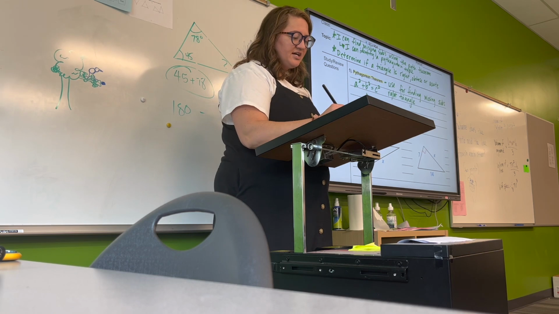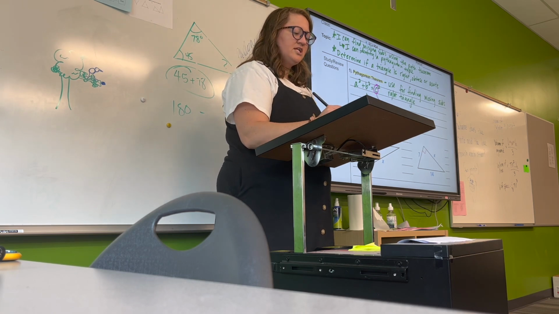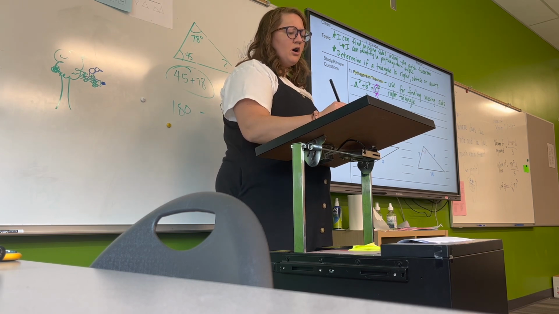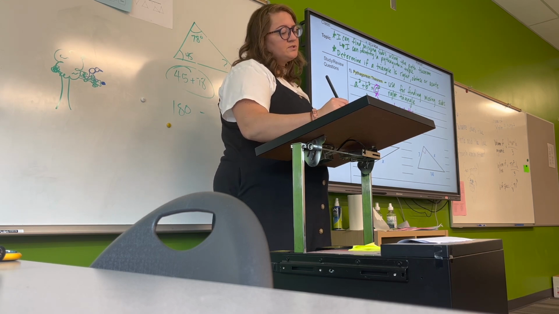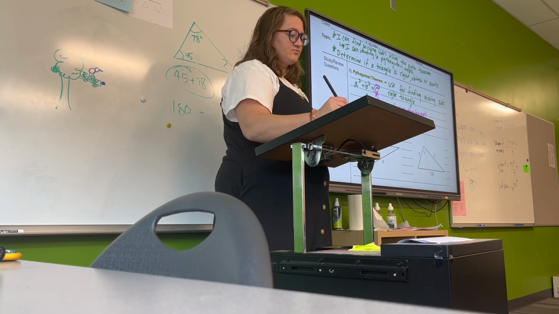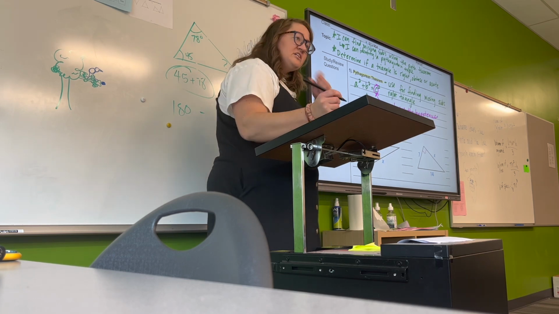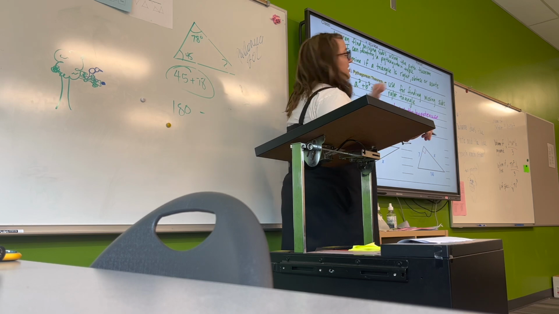So C is always your hypotenuse. Right underneath it, I want you to circle C. I want you to put a little arrow over here, and I want you to put always the hypotenuse, no matter what. So that should always be the first thing you can label. Hypotenuse, that's C.